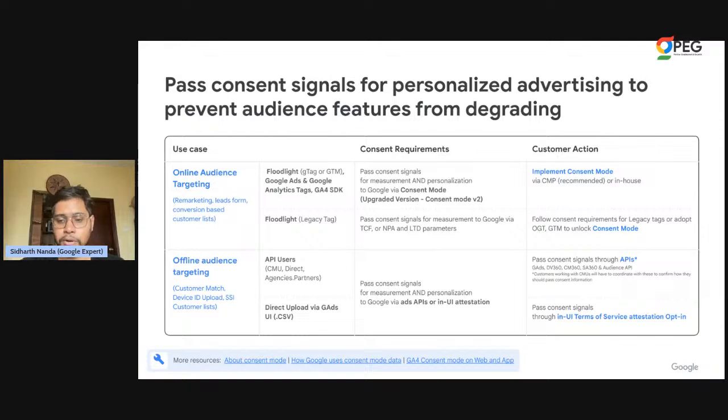If you're doing direct uploads via the UI directly itself, like let's say you're uploading a CSV, for example, you now have something present in the UI itself in terms of a service attestation opt-in option. You can specify that the batch of data you're uploading has explicit end user consent for that specific use case.